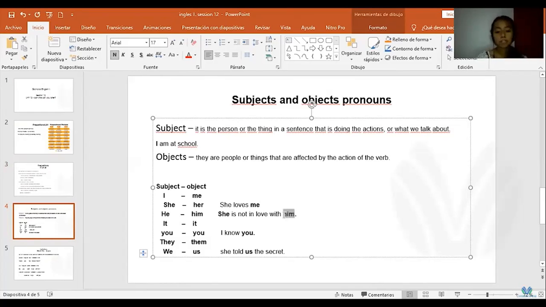This is my object, which is affected by the verb, which is in love. Then, I know you. The you is my object, affected by the verb know. And she told us the secret. Us is the object pronoun, which is affected by the verb told in past. And the subject: she told us the secret. So, subject and object pronouns.